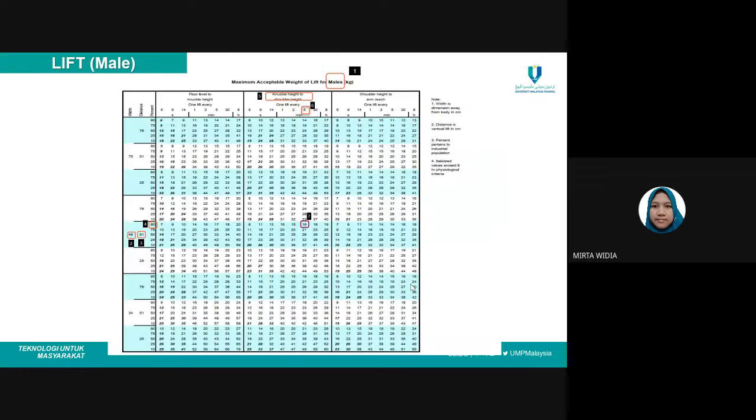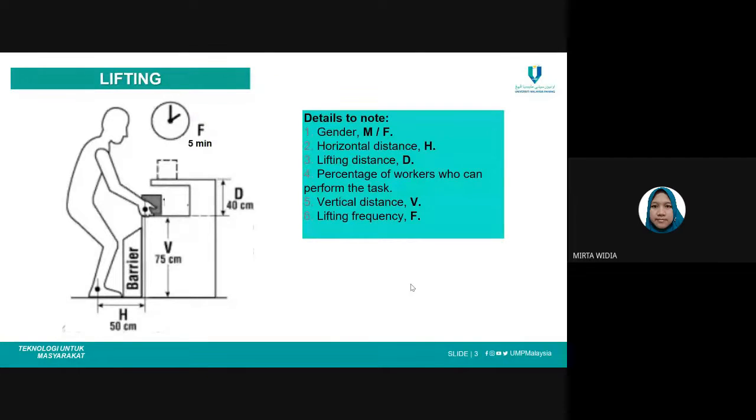The table is like this. This is an example. This one is lifting, lifting for male. The Snook table differs between male and female, and there is also a different table for each activity: lifting has one table, lowering has a different table, and carrying also has a different table. Okay, so maybe we just proceed directly to the application of this table.